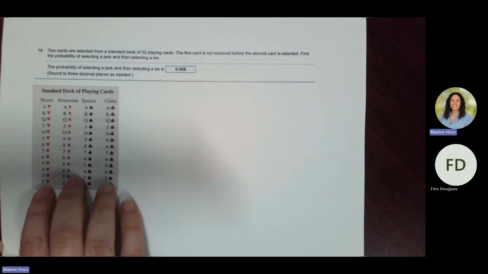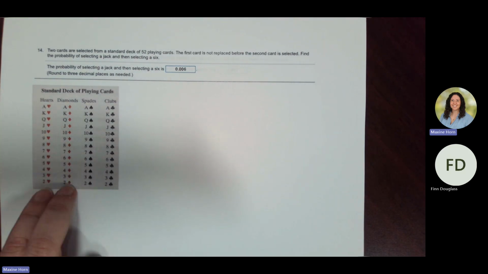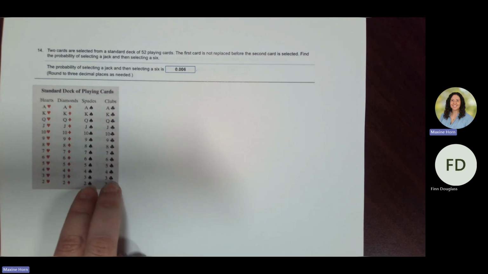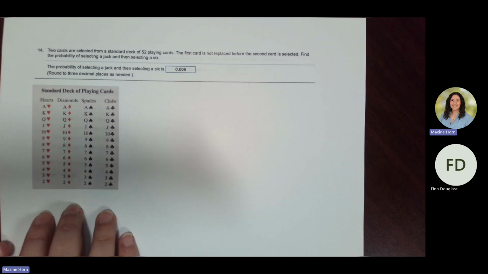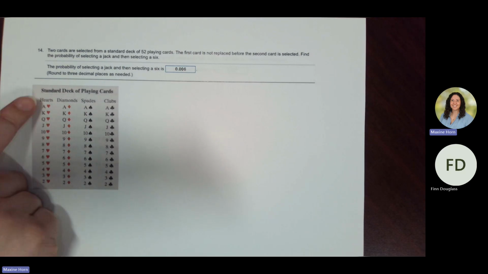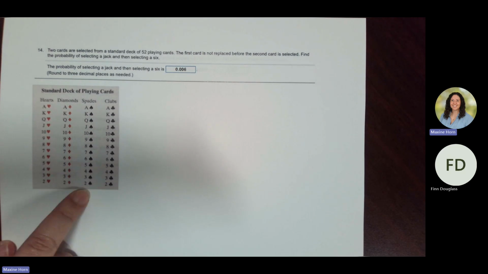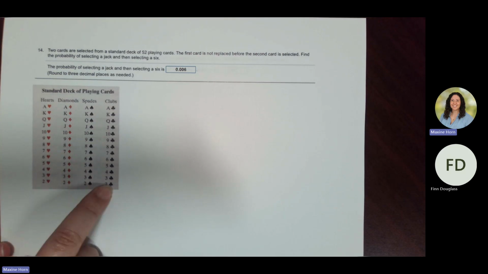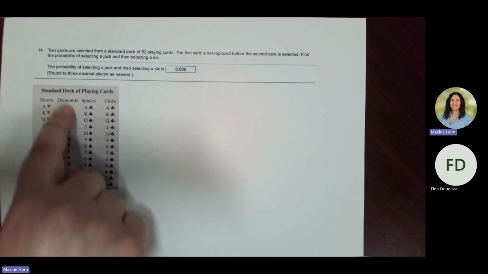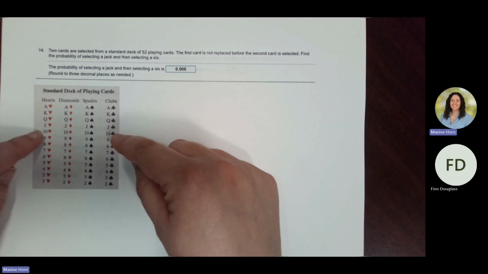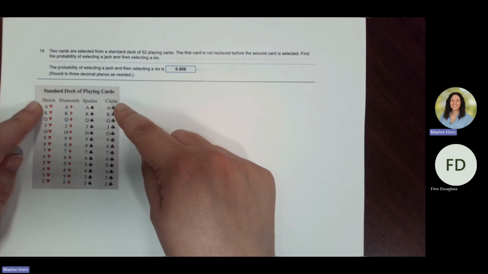There are 4 suits. Half of the deck, or 2 of the suits, are red. Half of the deck, or 2 of the suits, are black. Every suit is a color and a shape, right? So we have hearts, which are red. We have diamonds, which are red. We have spades, which are black. And we have clubs, which are black. Every suit has the same cards in terms of 2 through 10, Jack, Queen, King, and Ace.